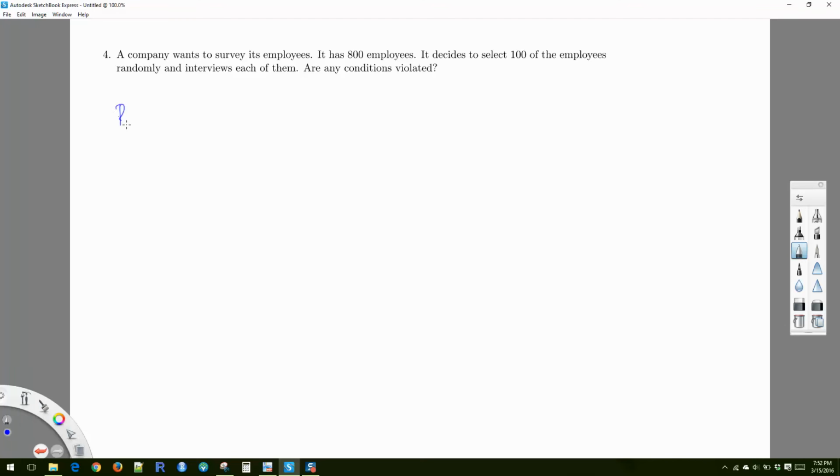Okay, and then lastly, we have the random condition. Okay, and then it says it selects them randomly, so this is met.